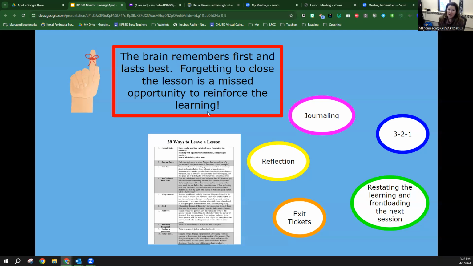So hopefully you had a chance to open 39 ways to leave a lesson. Hopefully you've had a chance to open up 3-2-1. What I really want you to take away from closure is that the brain remembers first and last best. So it's a good idea to leverage that, and simply restating the learning from the lesson is a perfectly good closure.